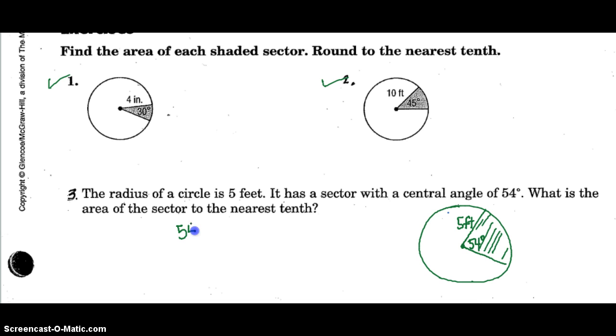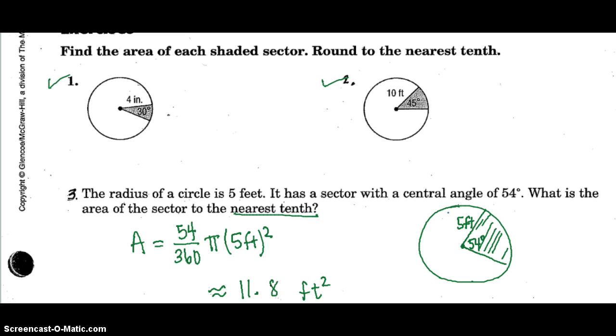So the formula is 54 out of 360 pi r squared. And you can not write the feet, just know that in the end you better have feet squared as your final answer. And the more you practice this, the better you're going to get at using your calculator to say 5 squared is 25 times 3.14 times 54 equals divided by 360, and all of that done on my calculator gives me approximately 11, and does it say to the nearest tenth? It does, to the nearest tenth, 0.8 feet squared.